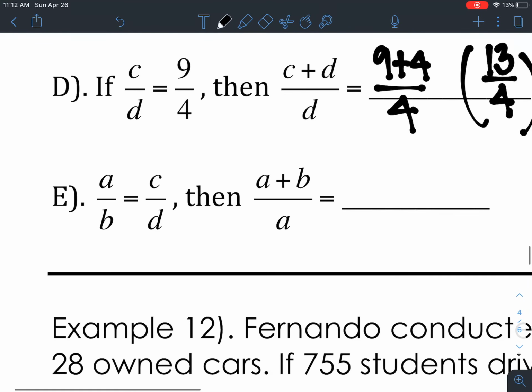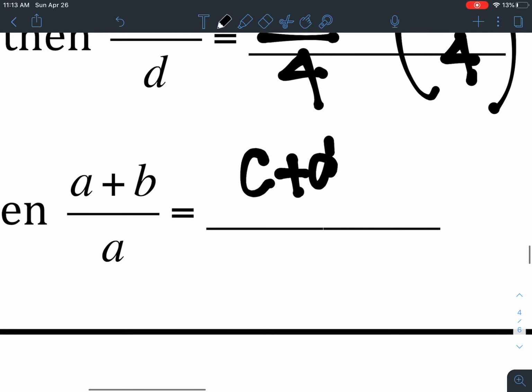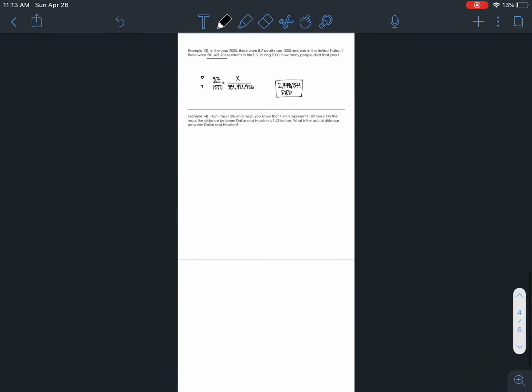Okay, last one. If A over B is equal to C over D, then A plus B over A is equal to C plus D over C. All right, that's it for section 7.1.